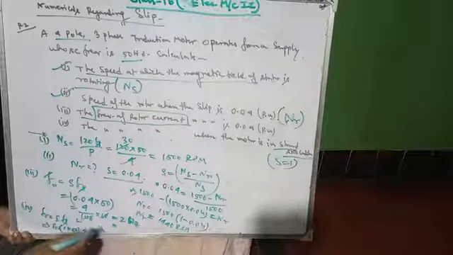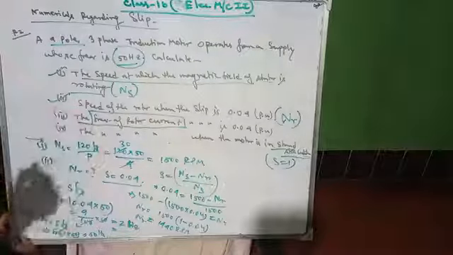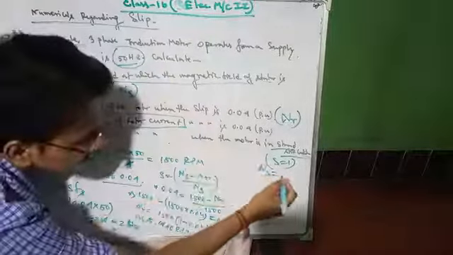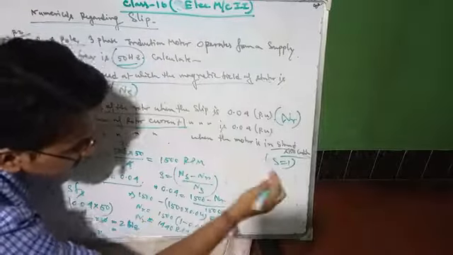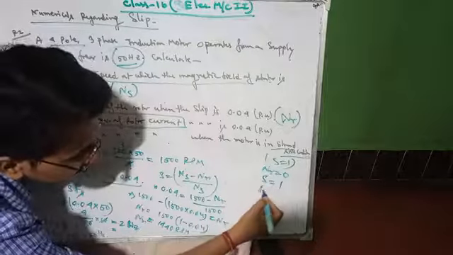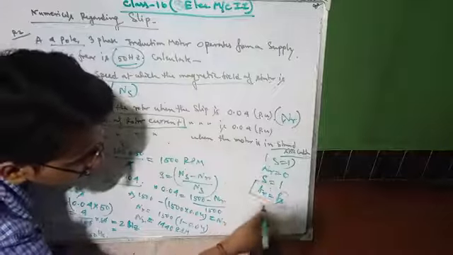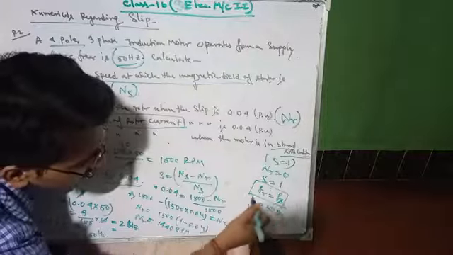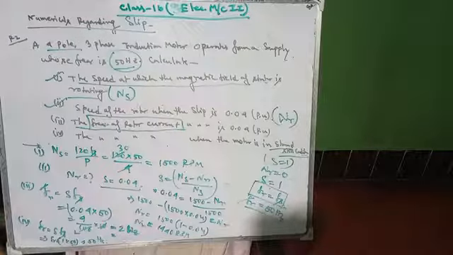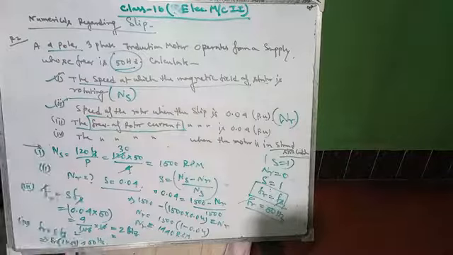See, for standstill condition, the frequency of the stator part will be exactly equal to the rotor part. For standstill condition, Nr equals 0. That means S equals 1. That means Fr equals Fs, right? So from this concept you can say the 50 Hertz will be the rotor current frequency. Okay, so this is all about your second problem. So let's go to the third one.